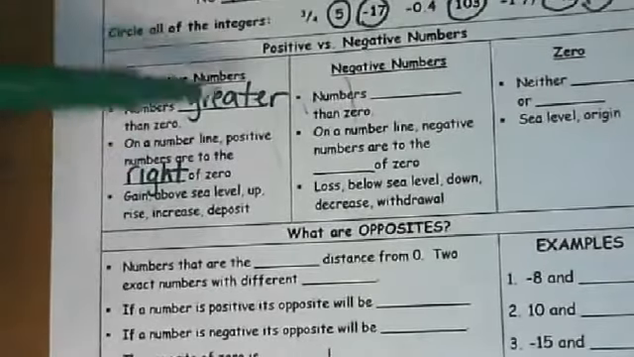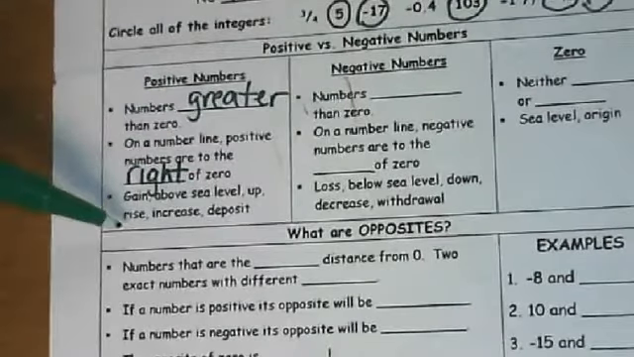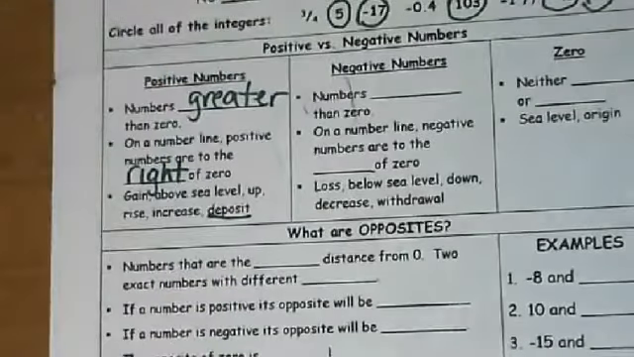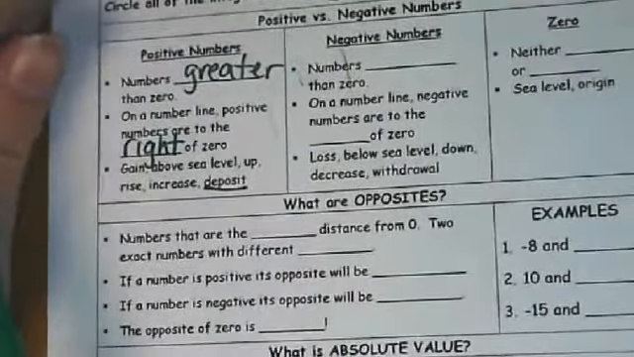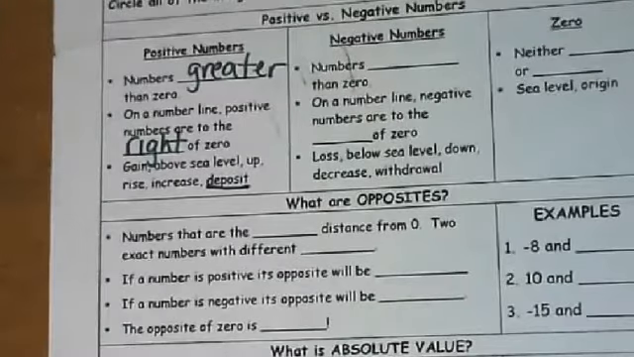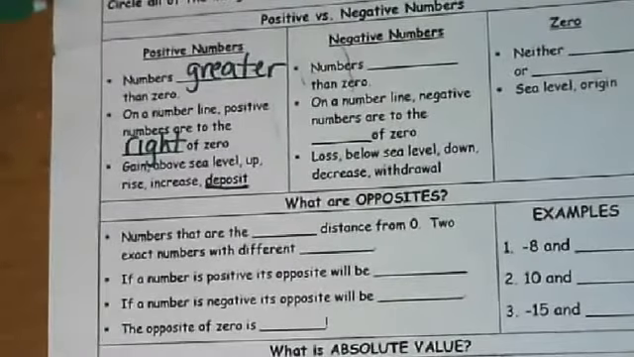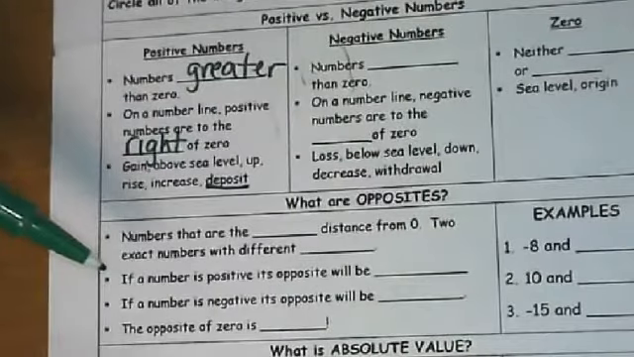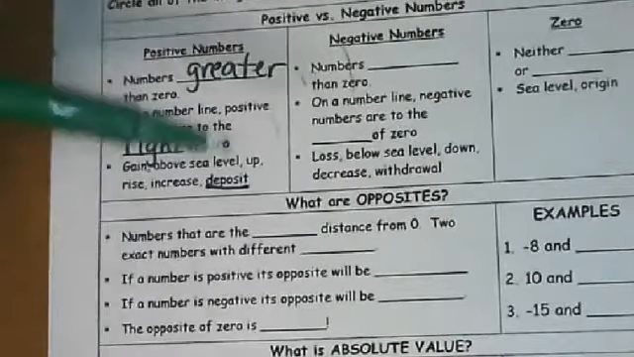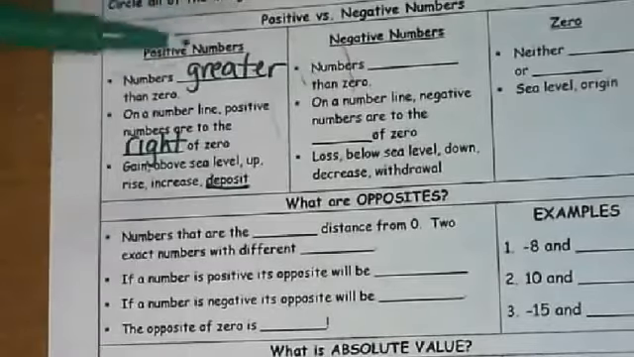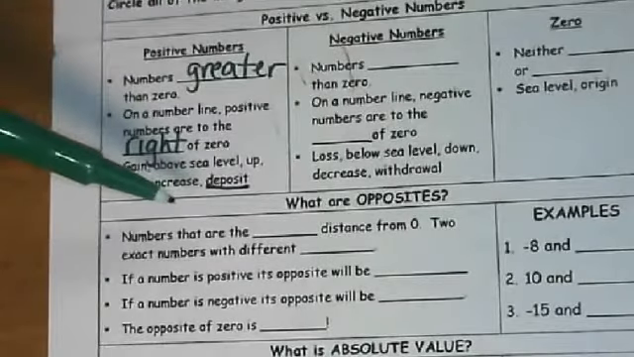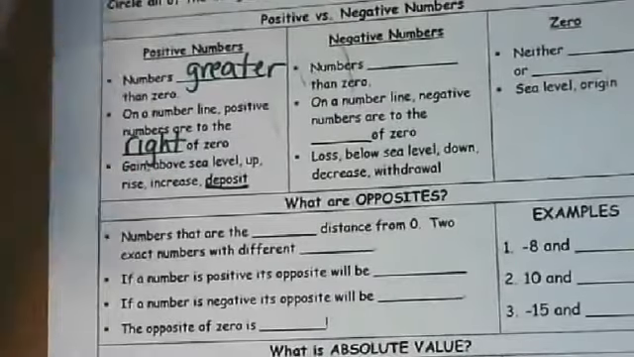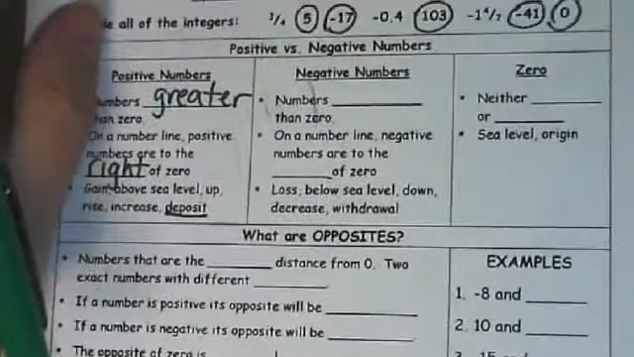Up, rise, increase, and deposit. Deposit is probably a new word. Okay? Deposit means, think about a bank account. Deposit means you are adding money to your bank account. So if you're adding money to your bank account and depositing money in your bank account, it's positive. Okay? Alright, so negative numbers are less than 0.